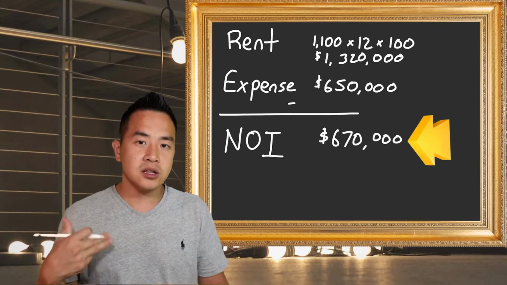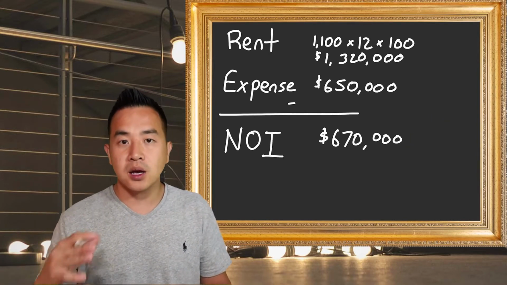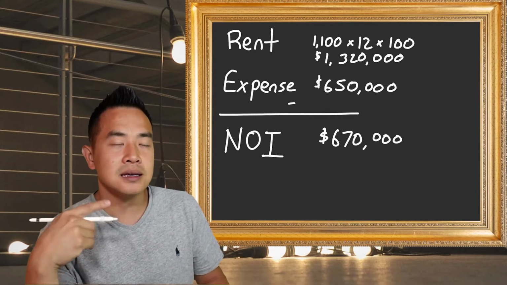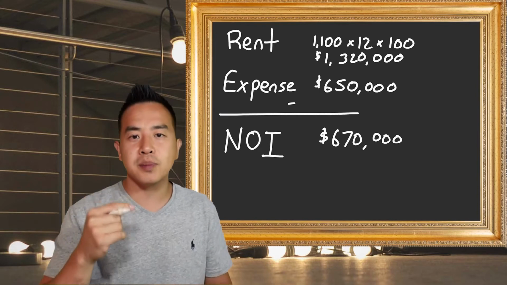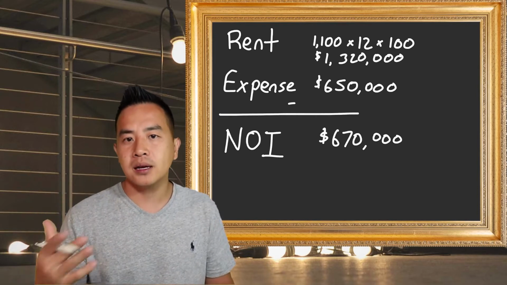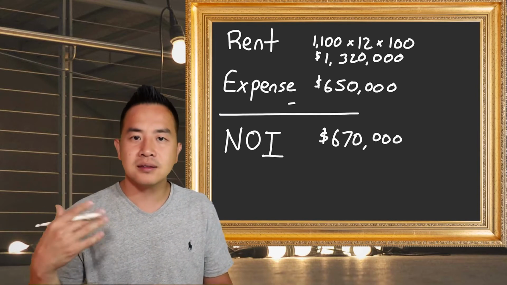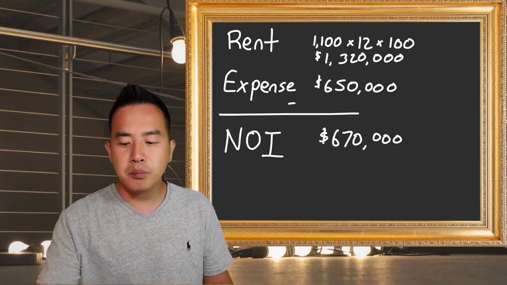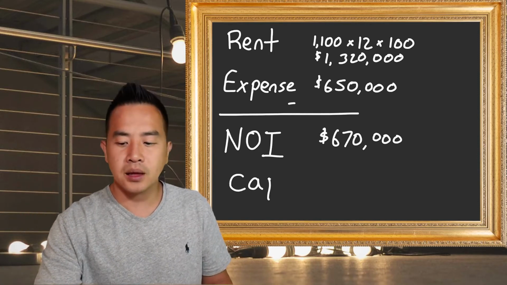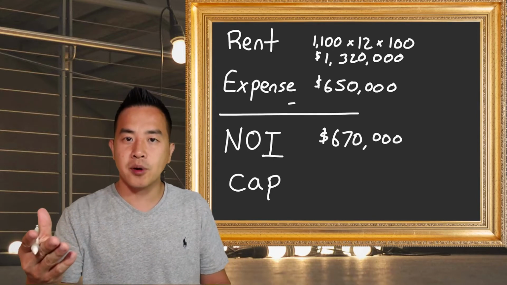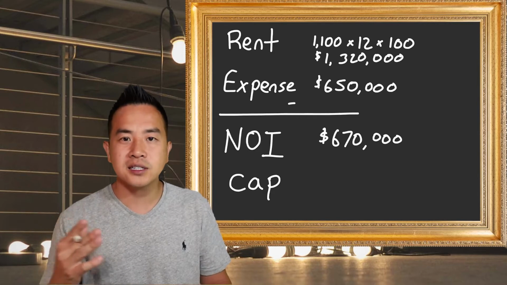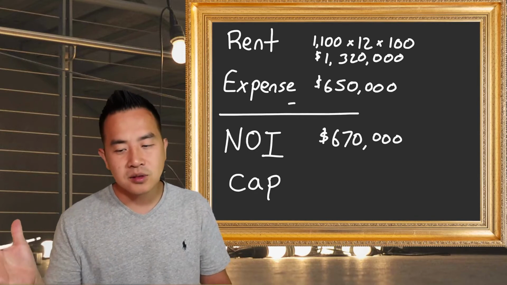Now, in order to determine the value of the building, we have to figure out the cap rate. The cap rate is the return that you are expecting if you were to buy the property all cash, right? It's like the ROI if you bought the building all cash. Most multifamily apartment buildings you're looking at are selling around 5 or 6% right now. That seems to be the going rate.